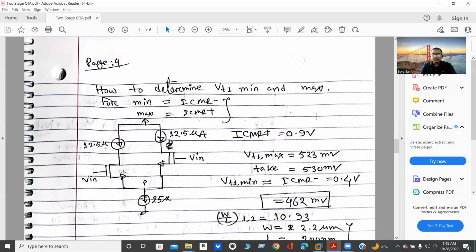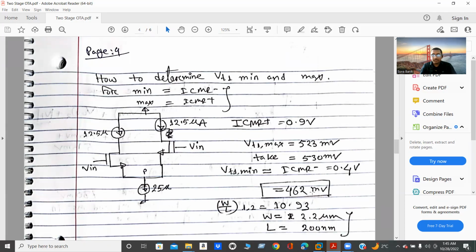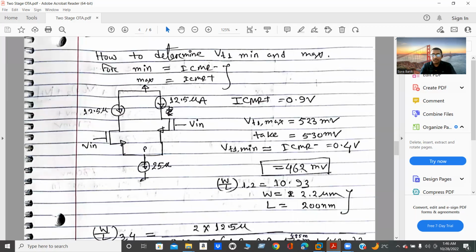In this case, first of all, I should apply ICMR minus, meaning 0.4 volt, and then I should do DC analysis. From DC analysis, I can find the threshold voltage. And here I found it is 463 millivolt. Whereas when I applied 0.9 volt in this circuitry, I found VT1 max is 523 millivolt. Similarly here, I took a little bit higher value than what I found after DC analysis simulation.